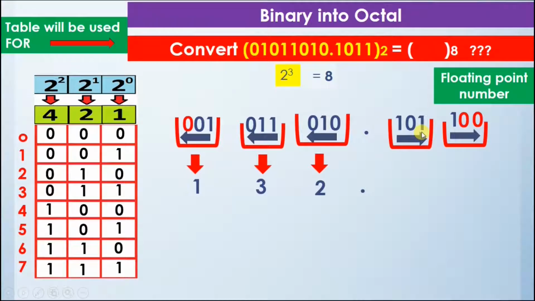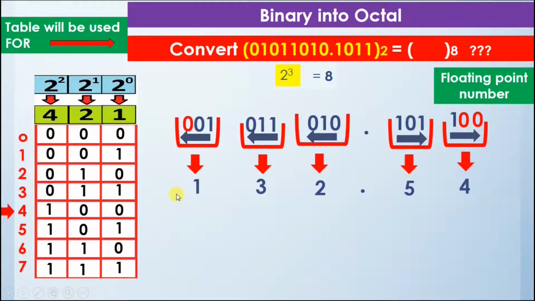Where is the value of 101? Here, and it is equal to which octal digit? That is 5. So we write 5 here. Next we will look at the value of 100 in the table. So where is the value 100 in the table? Here is the value, and it is equal to which octal digit? That is 4. So we write 4 here.